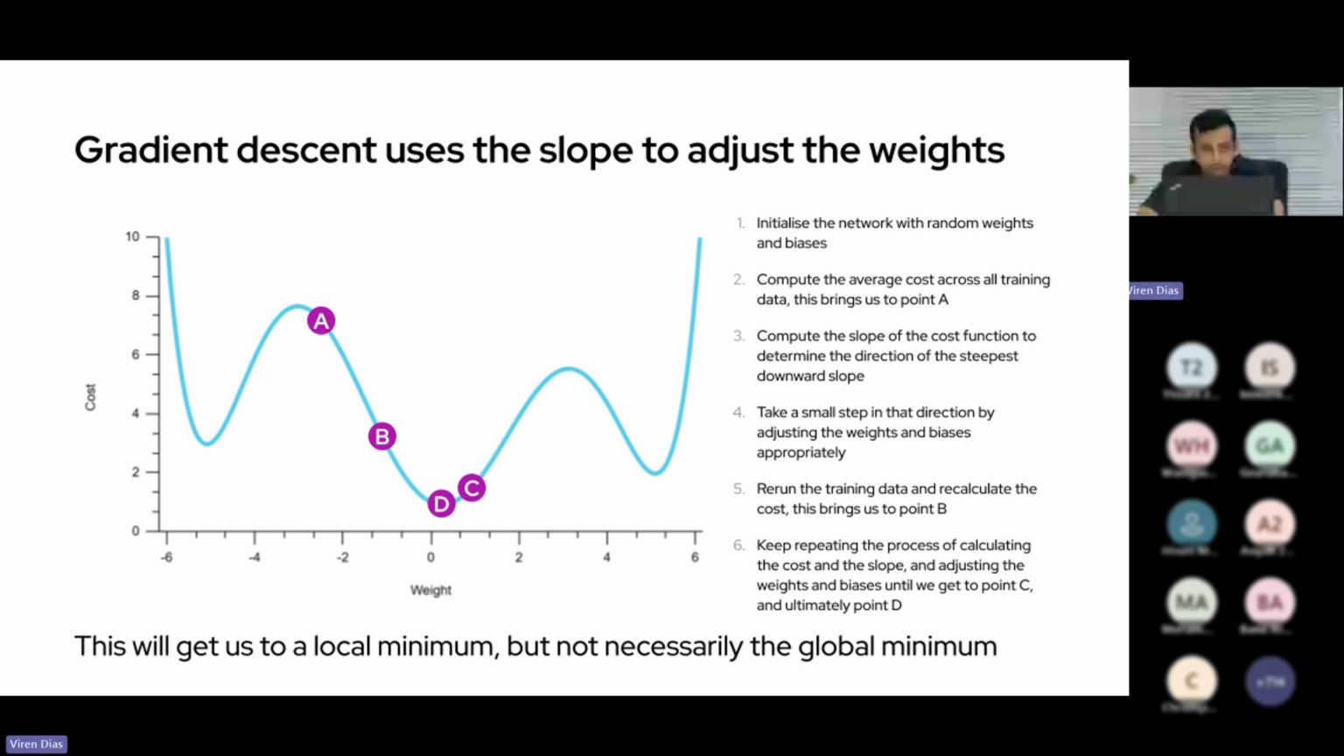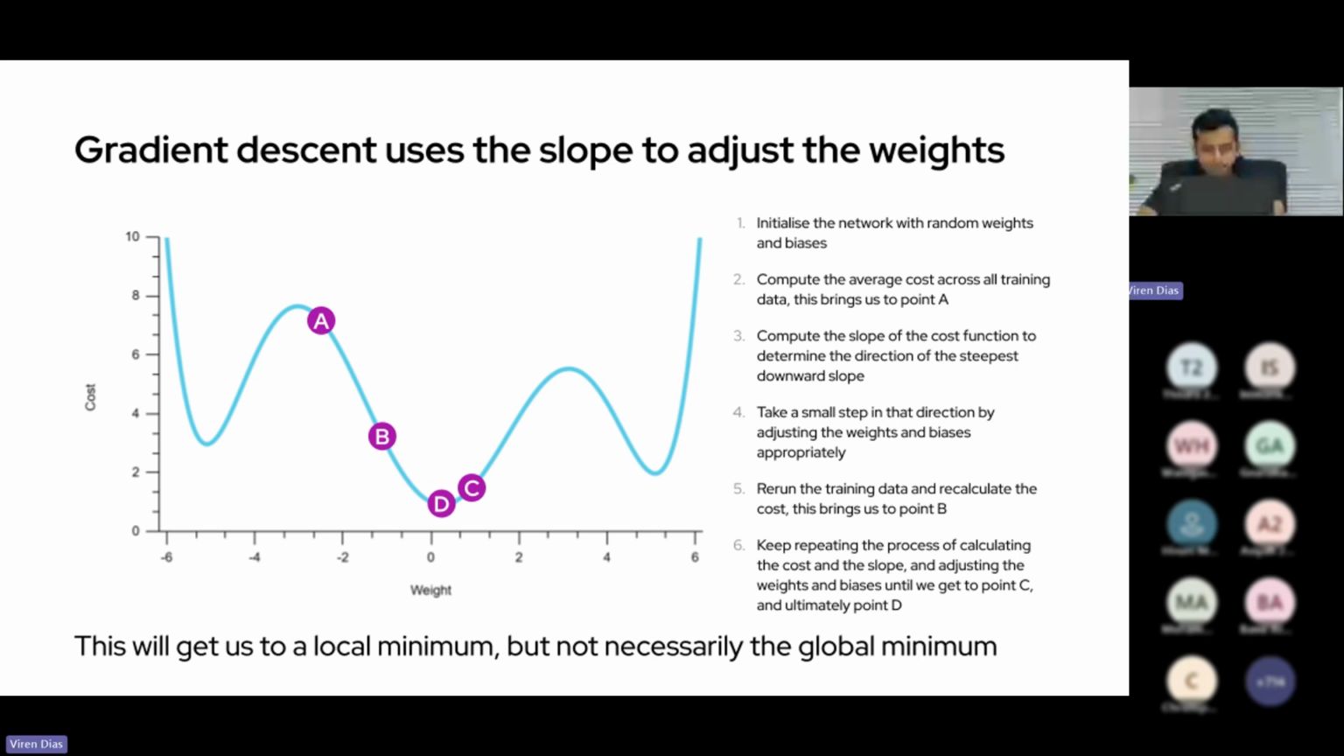Then next, you would want to calculate the gradient of the cost function. You do this by, you remember your maths, calculating a little delta to either side, and you know the gradient. And then you can determine which direction gives you the steepest downward slope. So in this case, it would be to the right, so you need to increase the weight. So you adjust the weight by increasing it, and you take a small step in that direction. After that, you rerun the training examples through the network and recalculate the cost, and then you arrive at point B in this graph.